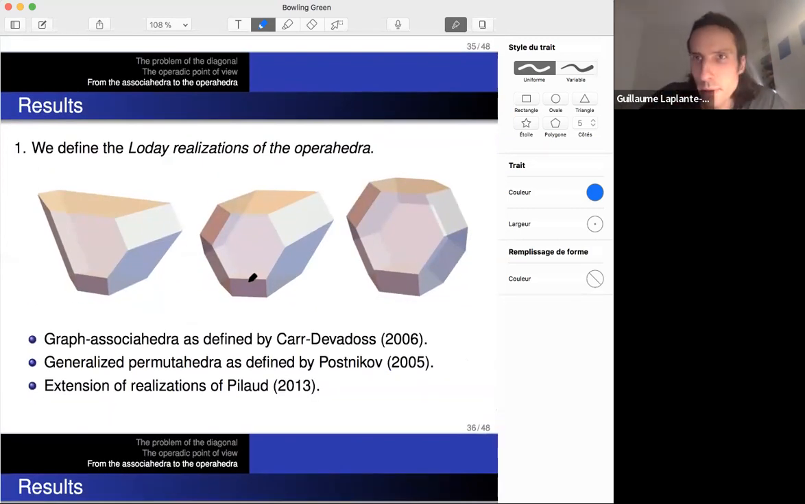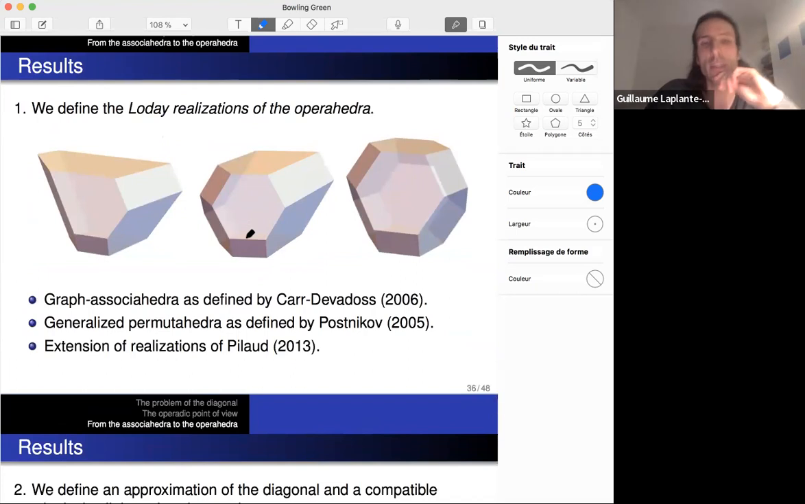Maybe something I should say, I don't know if some people here are close to combinatorics or algebraic combinatorics, but these polytopes are graph associahedra. They are particular cases of graph associahedra as defined by Carr and Devadoss. They're also generalized permutohedra as defined by Postnikov. And they extend some realizations of Vincent Pilaud, who called them signed tree associahedra.